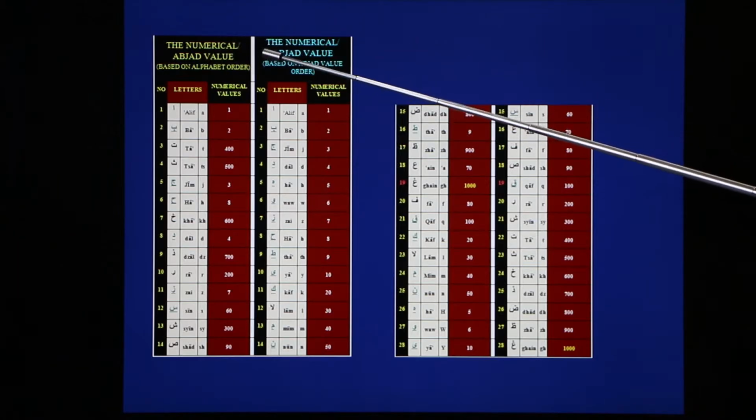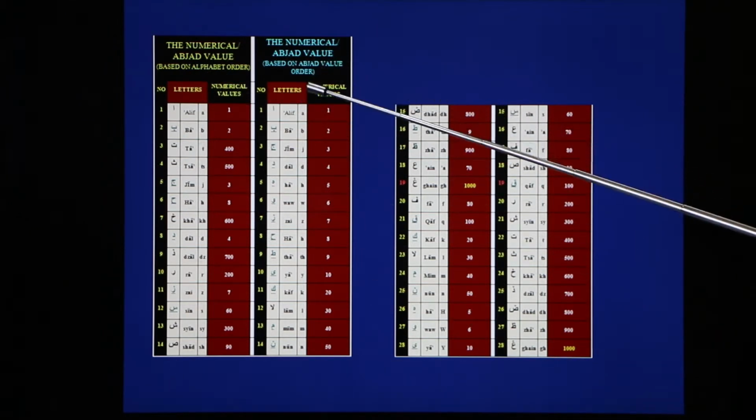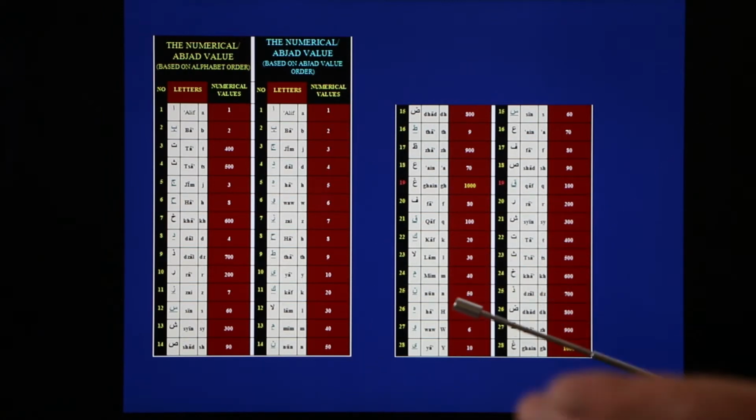Well, I take you back to the numerical abjad based on the alphabet order in Arabic, and the numerical abjad based on the abjad value order, to remind you of these two different ways of doing the same thing. And now I thought I'd take each of the categories and show you some of the letter values of those categories, and then also the symbolic meanings of those categories.